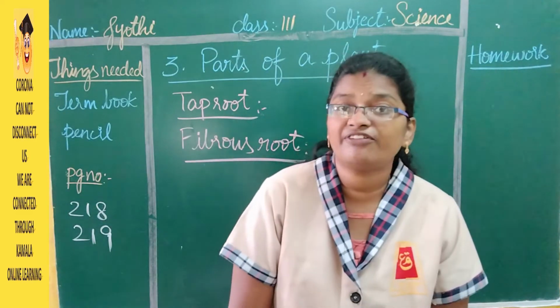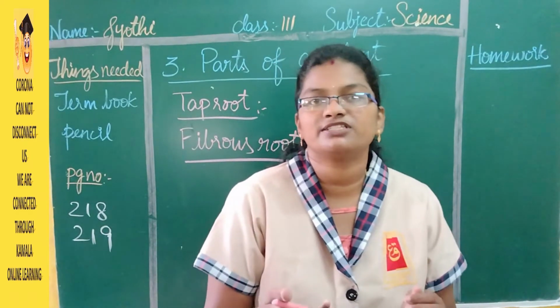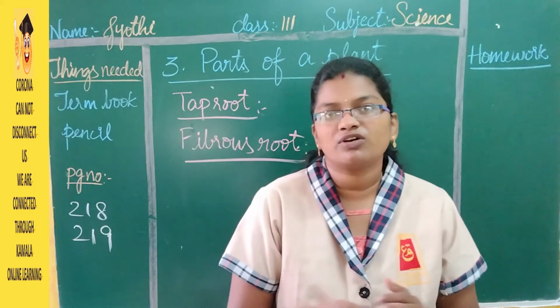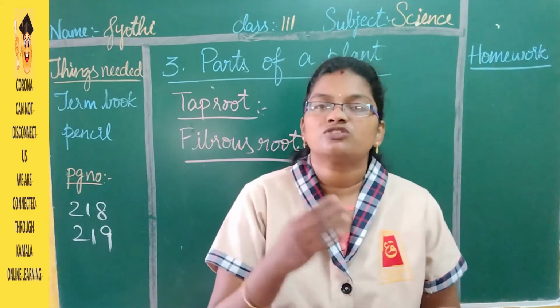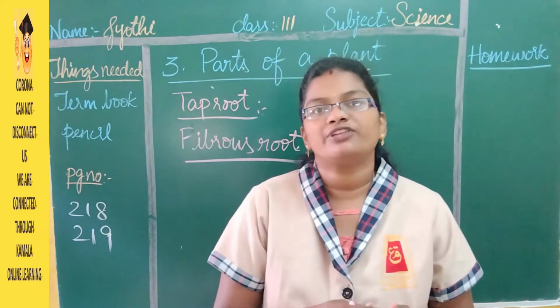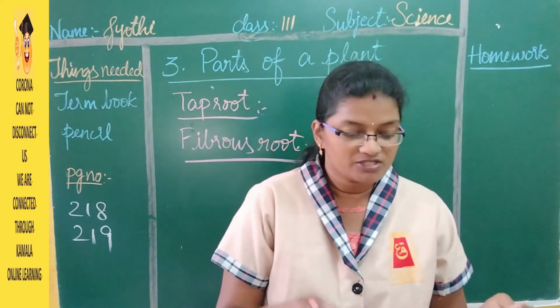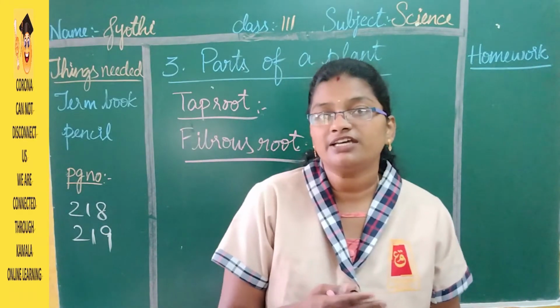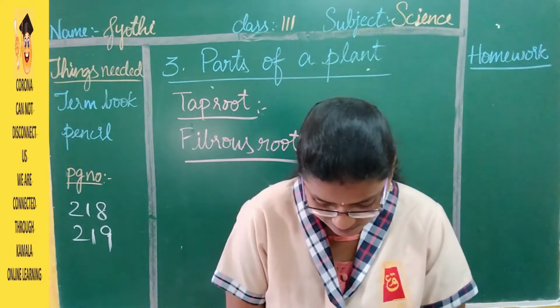The examples of fibrous root are the grass families, weed and marigold. A rice field you see, right? All these are examples of the grass family. For these plants you can see the fibrous root.